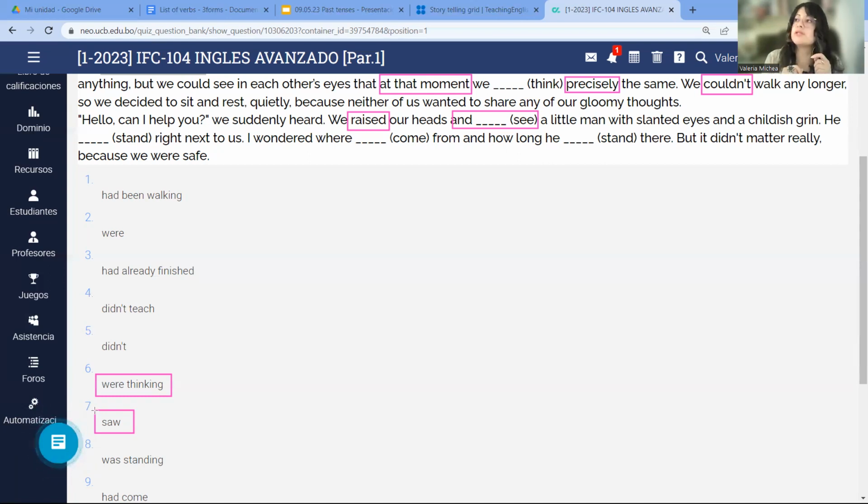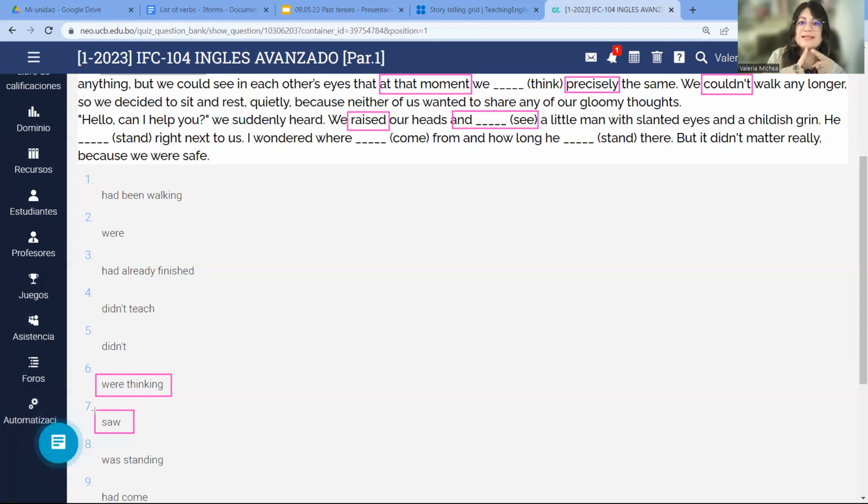All right, so we raise our heads and see. It's one second from raising and seeing what's going on. So short actions also go in the past simple form. We raised our heads and saw a little man with slanted eyes and a childish grin. Again, something else happens, and it's a short action.